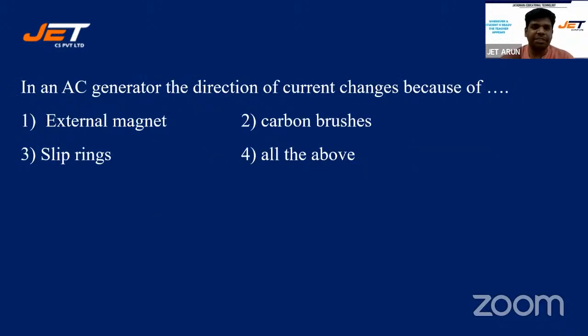In an AC generator, the direction of current changes because of: external magnet, carbon brushes, slip rings, all the above. This AC generator mechanism is what you have to understand, students. You must have seen the activity in your textbook.